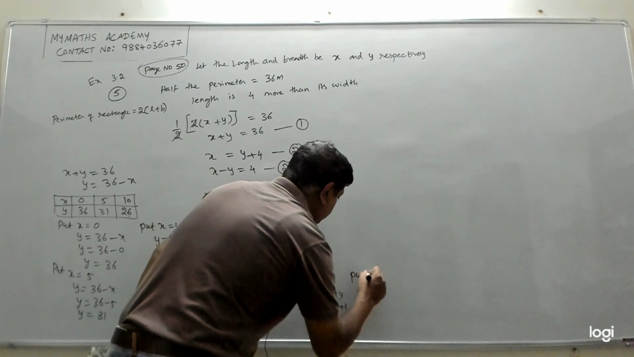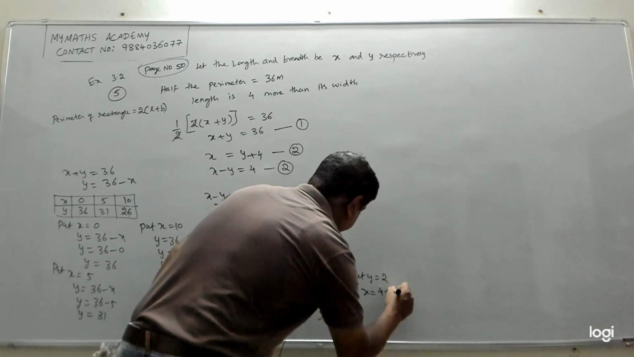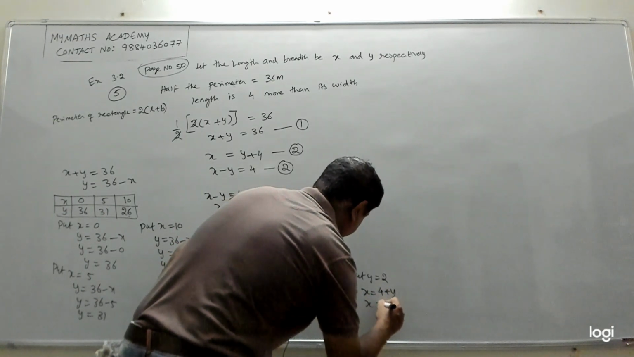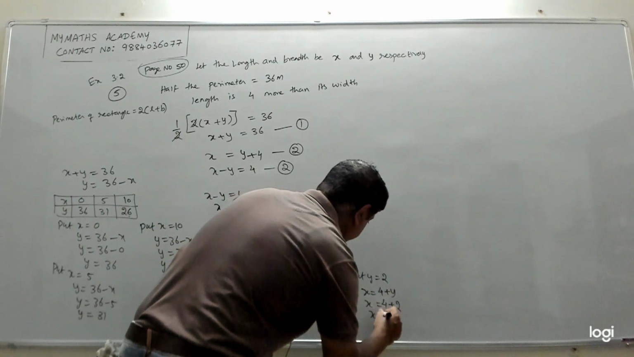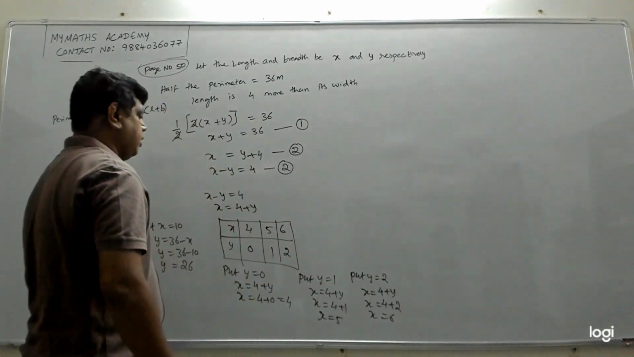Input y is equal to 2. My x is equal to 4 plus y. So my x is equal to 4 plus 2. My x becomes 6. So x is 6 when my y is 2. Now we should draw the graph for this.